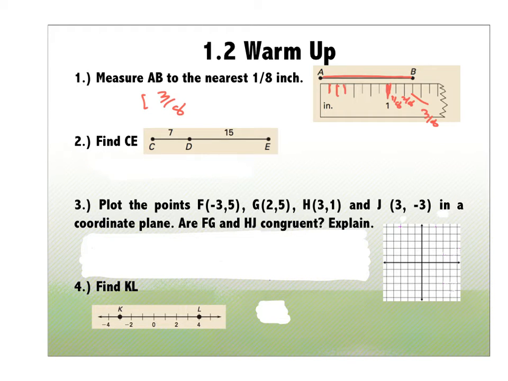To find the length of CE, we're going to use our segment addition postulate. So CE is going to be made up of adding the length of CD plus the length of DE. CD is 7, DE is 15, so CE will equal 22.